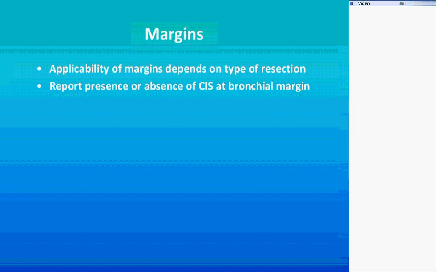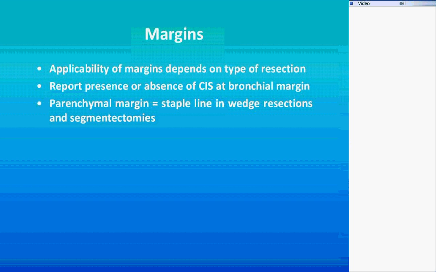A new element that we're asking pathologists to report is the presence or absence of carcinoma in situ at the bronchial margin. The data is variable on this, but we felt that there was enough data of interest that clinicians and surgeons should be aware that if there is, in fact, carcinoma in situ at the margin, it may impact on future management of the patient. So we felt it was an important element to be required of reporting.